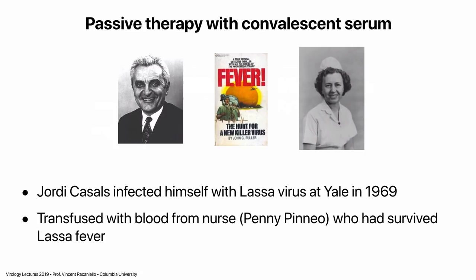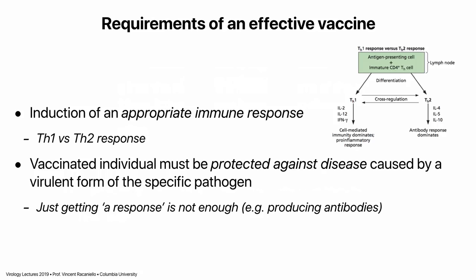He happened to live in Upper Manhattan, so they brought him to Columbia, and they gave him Penny Pinneo's serum. They said, let's try treating him with her serum. She recovered, so she must have antibodies in her serum, and he lived. So this is a famous example of passive therapy. It's a great book, by the way. A lot of it happens at Columbia because of this episode.